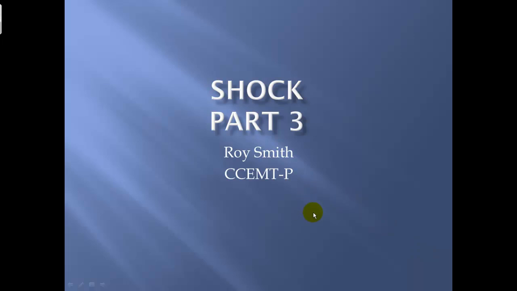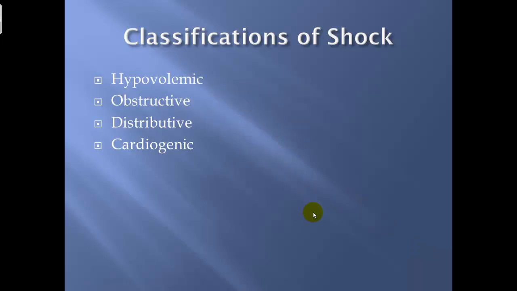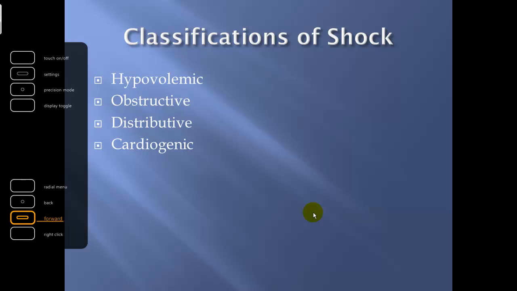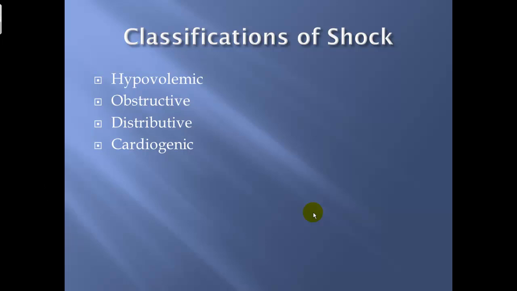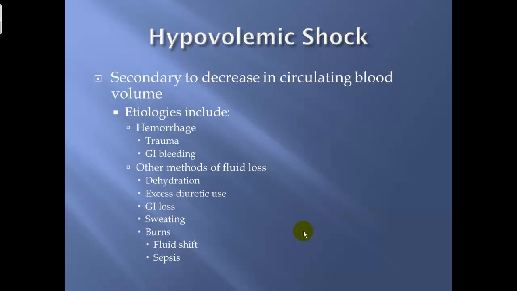Alright, this is going to be shock part 3. And we're going to talk about classifications of shock: hypovolemic, obstructive, distributive, and cardiogenic. Hypovolemic shock, very simply, is secondary to a decrease in the circulating blood volume.